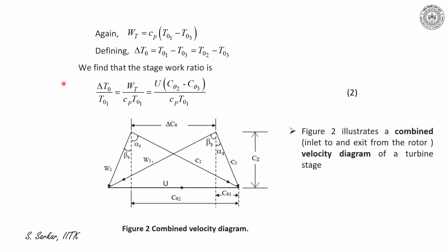Now we can find out the stage work as delta T0 by T01 is equal to Wt divided by Cp into T01, that is equal to U into (C theta 2 minus C theta 3) divided by Cp into T01. Thus this equation 2 gives us the non-dimensional temperature drop in a stage.